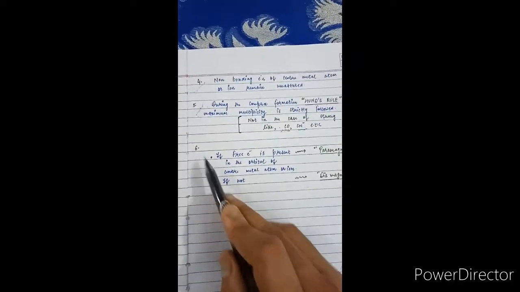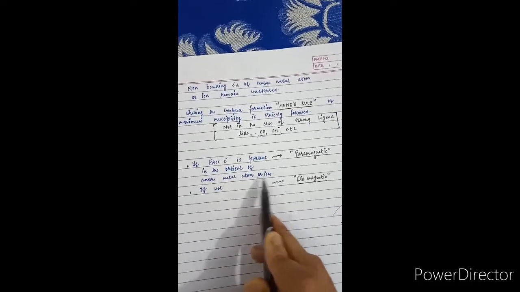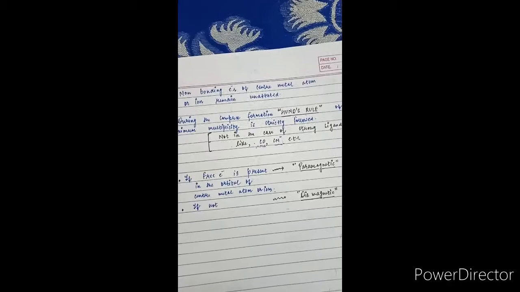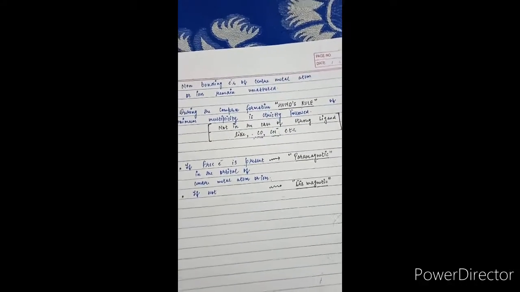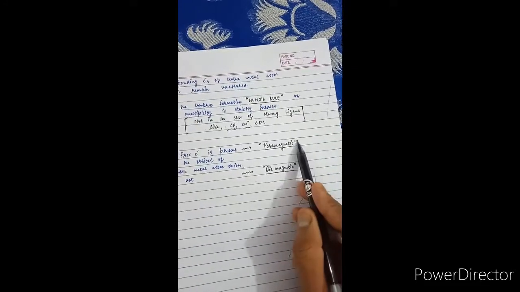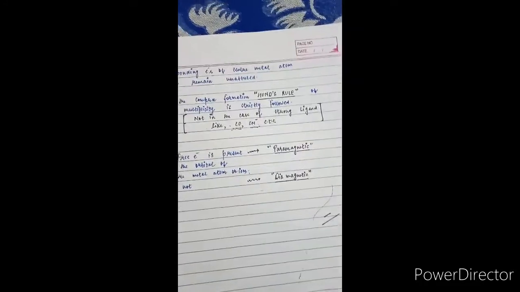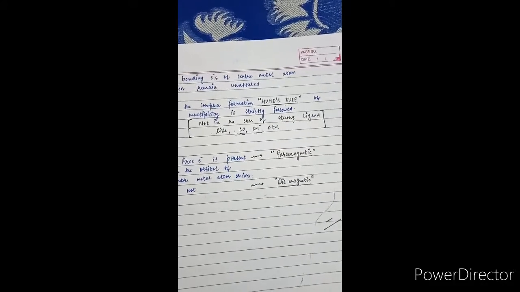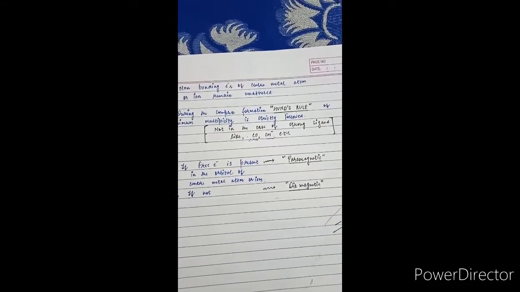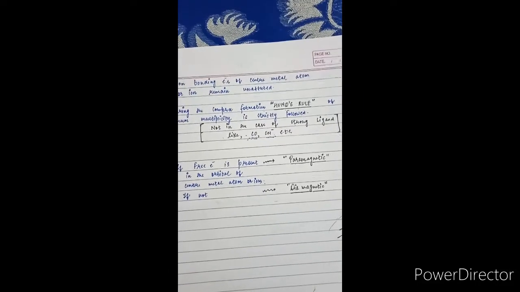Now the sixth point: if a free electron is present in the orbital of the central metal atom or ion, then that particular complex will be paramagnetic. Means in a coordination complex there is a ligand and a metal, and if the metal has a free electron in its orbital, then the complex will be paramagnetic.